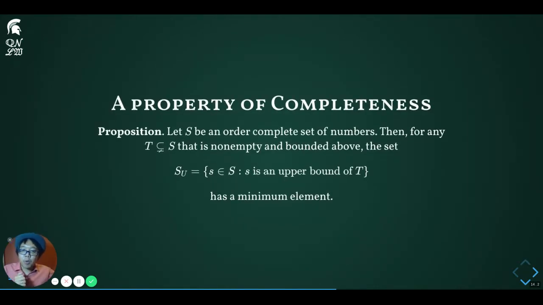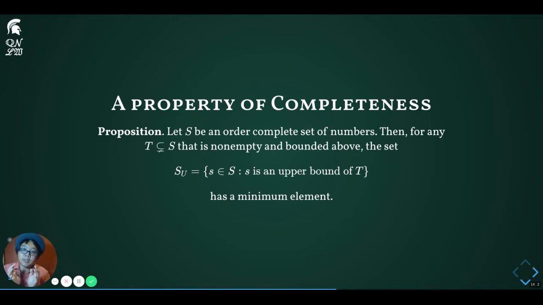We next talk about a property of order-complete sets. Proposition: let S be a set of numbers and assume it is order-complete. Then, for any non-empty subset T that is bounded above, the set SU of all upper bounds of T has a minimum. The conclusion portion of this proposition, that is, the part that comes after the word "then," is also called the least upper bound property.